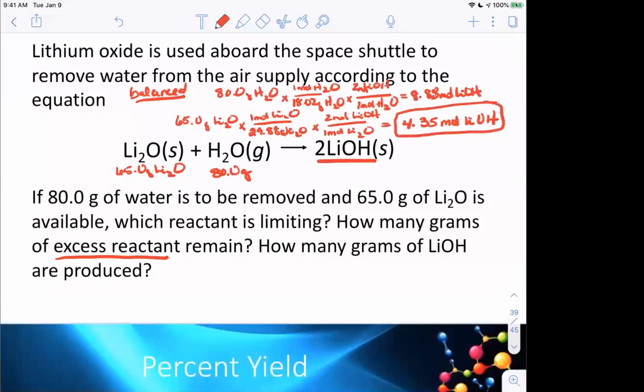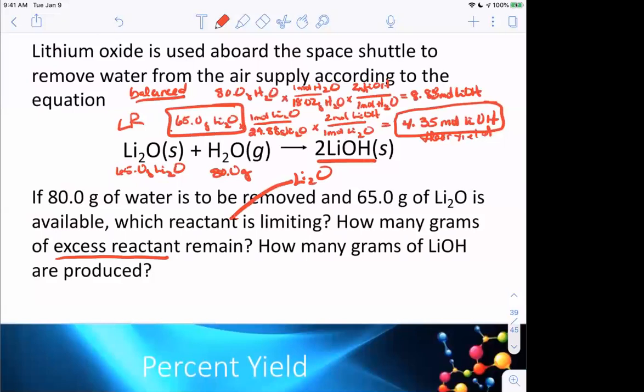This is going to be the theoretical yield of the lithium hydroxide that can be produced in moles, which means this is my limiting reactant. So my limiting reactant is Li2O. How many grams of excess reactant remain? So how many grams of water remain?